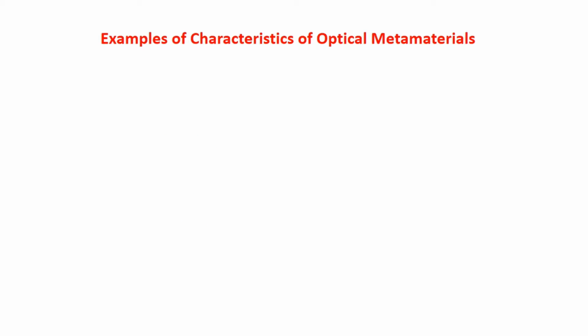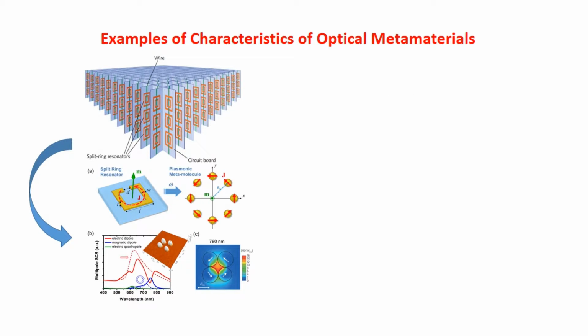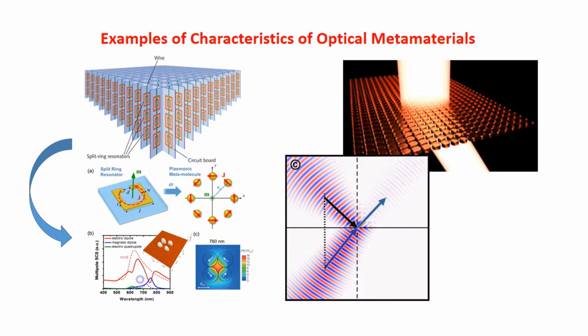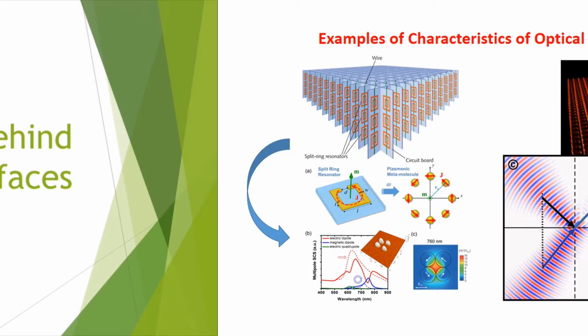Examples of some characteristics are optical magnetism, where the material becomes magnetically polarized due to its interaction with light, as well as a negative refraction index, where the angle of refraction to the normal is less than 0.